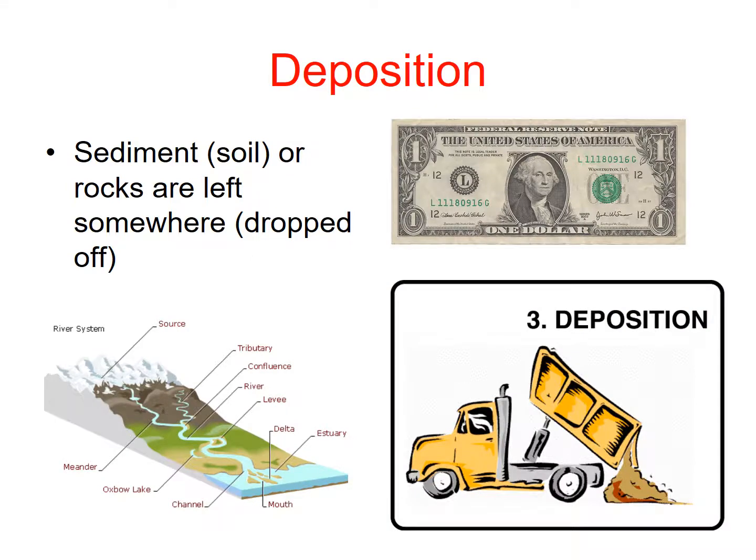And then finally, deposition is our last step. So this is when sediment gets deposited or dropped off. And so a really good example of this is a delta, right? That's where the sediment is dropped off. Also, we talked about the bank, right? And how you deposit money at the bank, you're dropping off money at the bank. And that's what deposition means. It means to drop off.